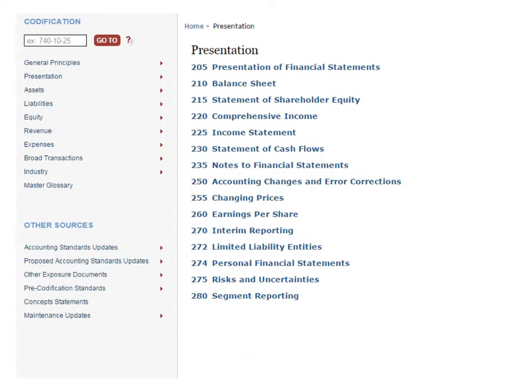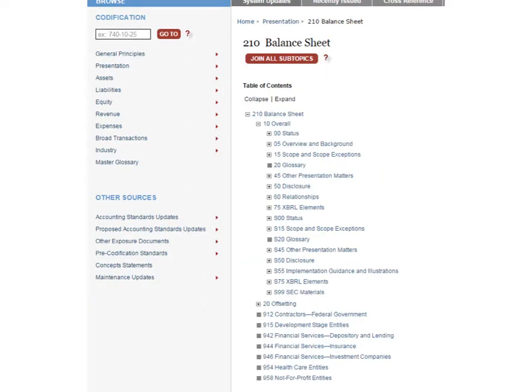So in presentation of financial statements, we have, of course, the balance sheet, stockholders' equity, comprehensive income, cash flows, income statement, notes, and a number of other topics. But since my question relates to current assets, 210, the balance sheet, appears to be the appropriate place to begin looking. When I expand the balance sheet to see the subtopics, I see, of course, the overall. Then it breaks it down to offsetting, contractors.